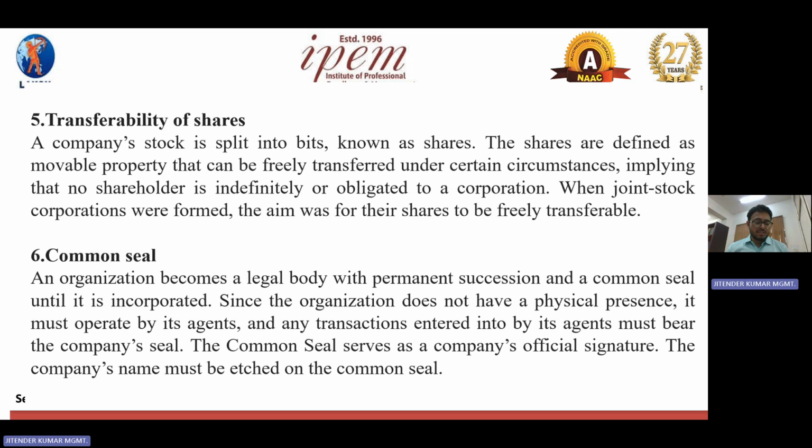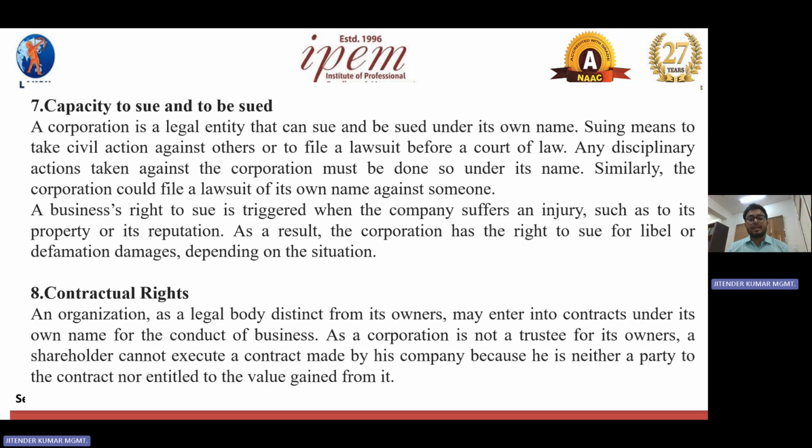So the next point is the common seal. Common seal means an organization becomes a legal body, with the permanent succession of the common seal. As I pointed out earlier, a company is an artificial person, with no body similar to a natural person, so it cannot sign a document for itself. So whatever the documents of the particular company, they must be stamped by their seal. So that is a very important part. If the seal is not there, that means the official signature and the validity of the document is not sure. So that is a very important point.